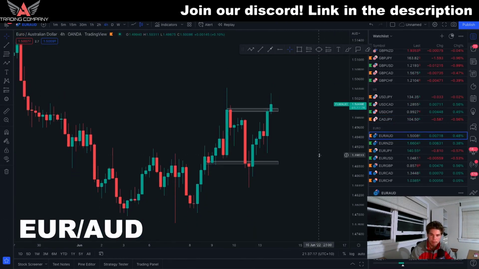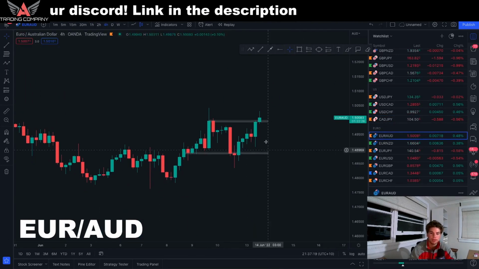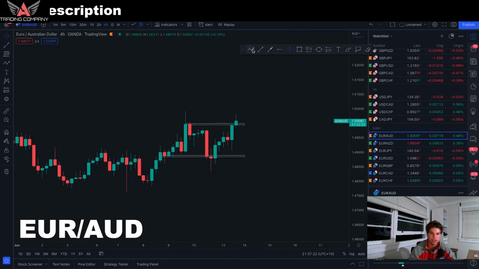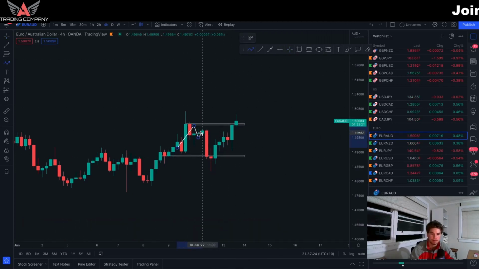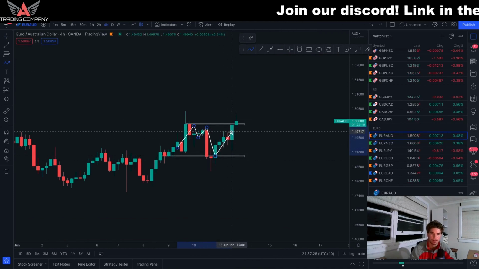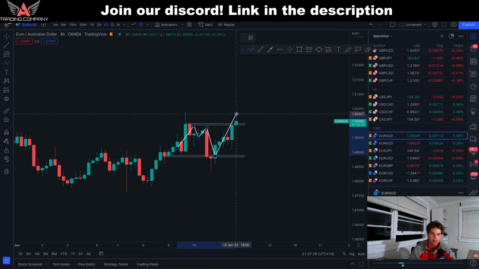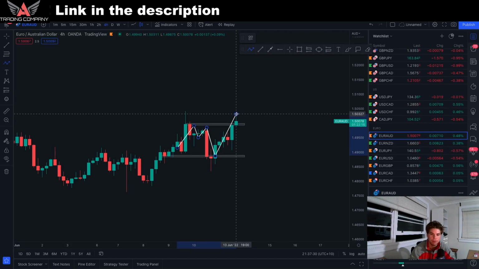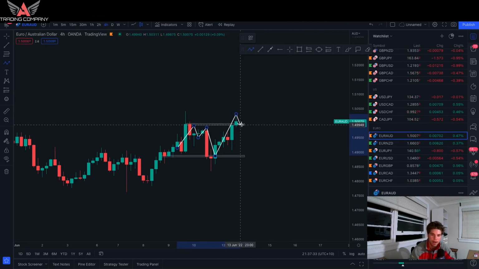Okay, Euro AUD. So this one is just a nice little consolidation. We got price pushing about in here. I'm not going to try taking trades here, but if we break and close above this level, we would have created a new high, and I can look for price to continue bullish from there.